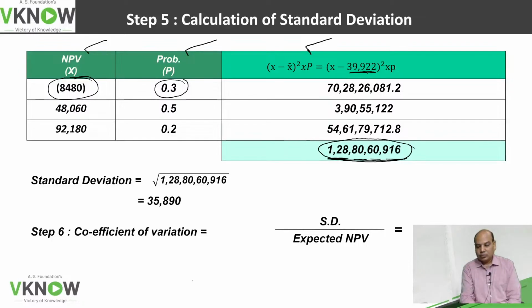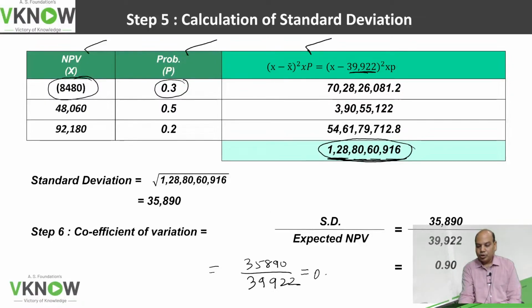Standard deviation is 35890 and expected NPV is 39922. So what is the answer, please? Is the answer 0.90? Okay. This is my second answer. Coefficient of variation. Third answer.